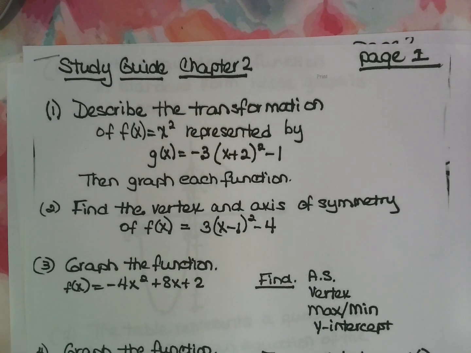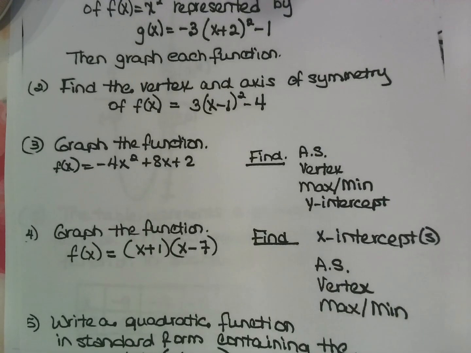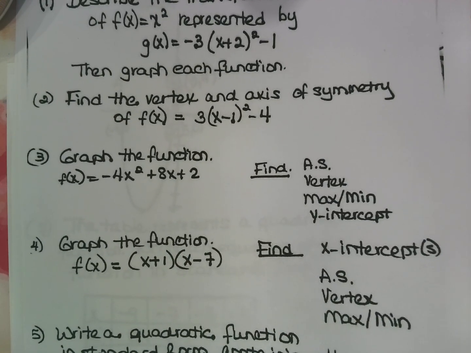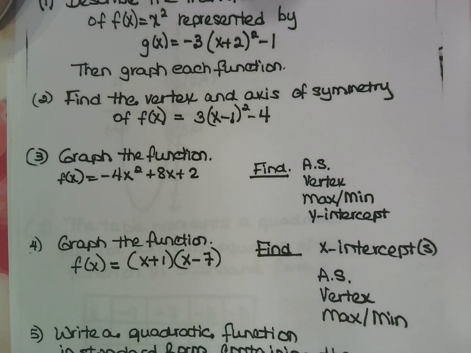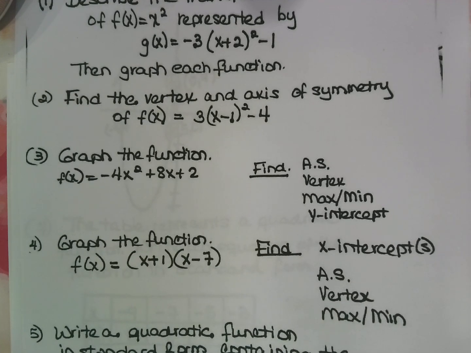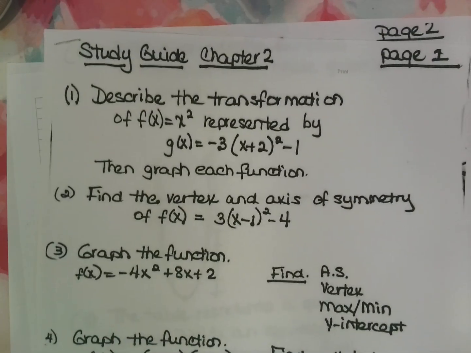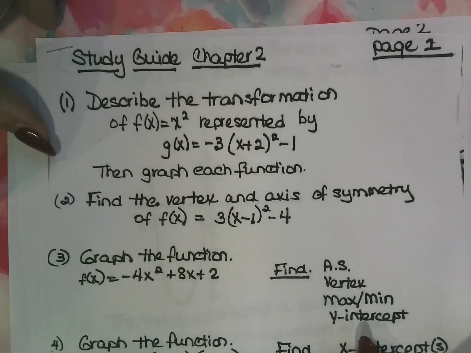I decided that on this test there would not be anything from 2.4, so we're only covering 2.1, 2.2, and 2.3, which means 4 of the 7 questions on this particular study guide you should be very, very familiar with because they are very, very similar to the quiz you just took on 2.1 and 2.2. Questions 5, 6, and 7 are from 2.3. Okay, so let's go ahead and begin.